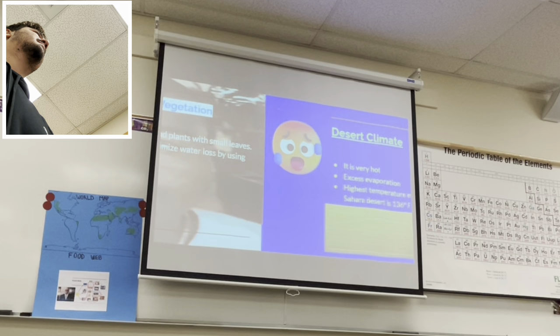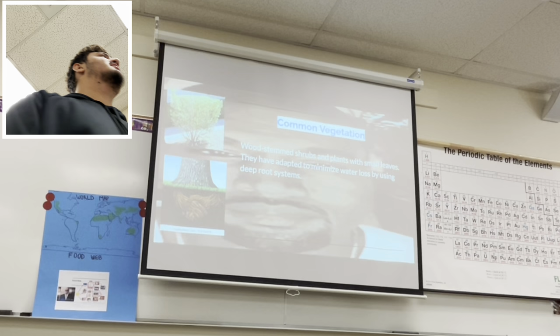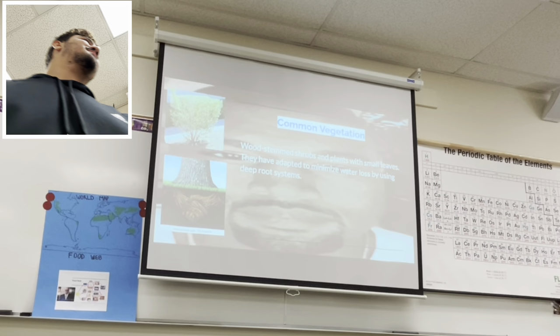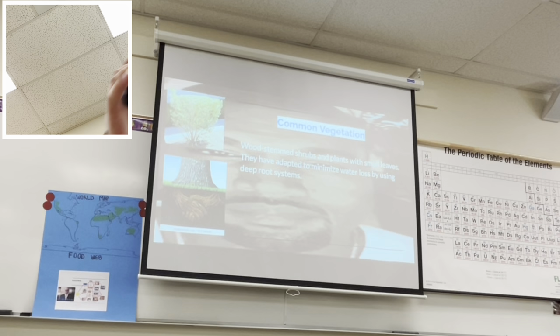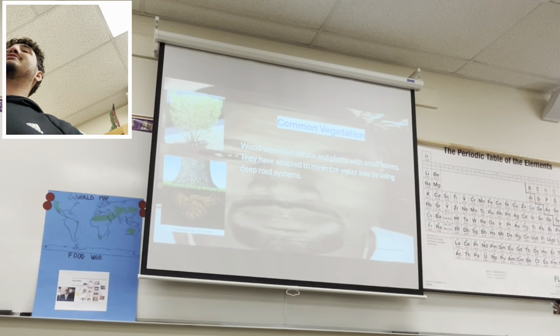Okay, so I have to go a little bit slow. Some common vegetation that you're gonna see in the desert. There's gonna be a lot of these woody stem shrubs and plants with very, very small leaves, all right? So these plants have adapted to minimize water loss by using deep root systems, kind of like what we see in this picture. They spread their roots along the surface and it holds all the water, right? And then they can conserve over time.